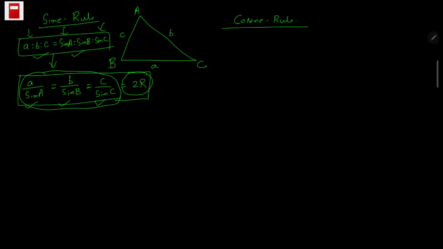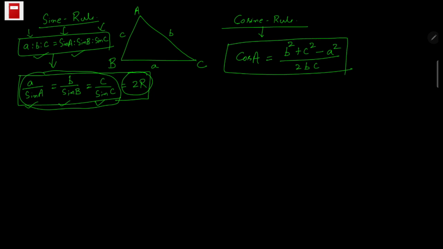Now, what is cosine rule? Cosine rule is also the relation between the sides and the angles, but this uses cos. How? It says cos A can be calculated if you know the sides like this. Angle A is made by side B and C, so cos A is B square plus C square minus the opposite side A square divided by 2BC. Similarly, you can express cos B, and that is C square plus A square minus B square divided by 2CA, and cos C is equal to A square plus B square minus C square divided by 2AB.